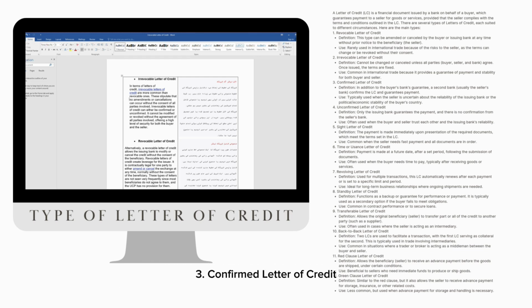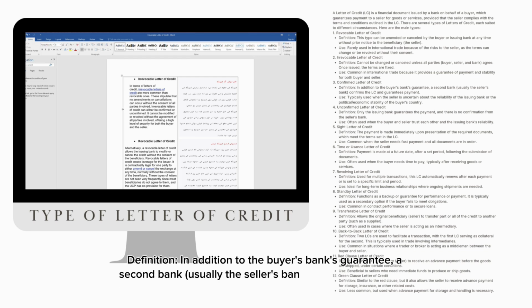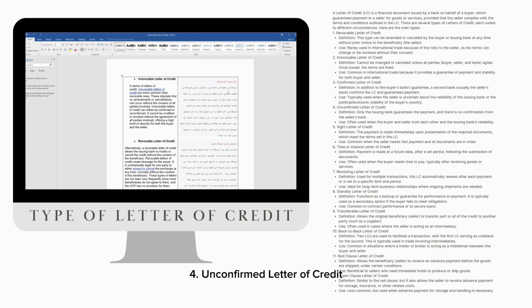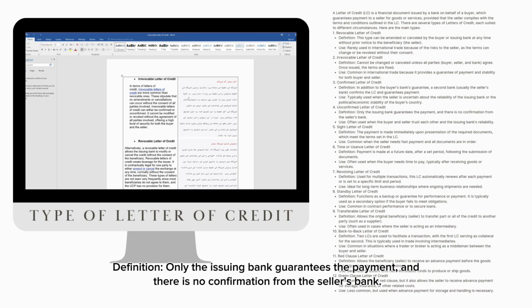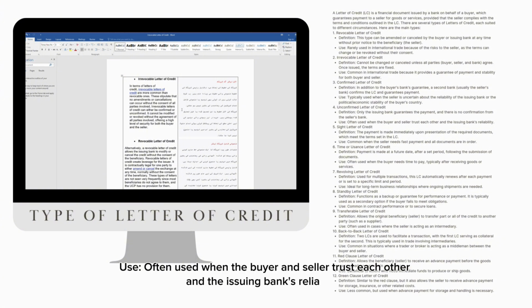3. Confirmed letter of credit. Definition: in addition to the buyer's bank's guarantee, a second bank, usually the seller's bank, confirms the LC and guarantees payment. 4. Unconfirmed letter of credit. Definition: only the issuing bank guarantees the payment and there is no confirmation from the seller's bank. Use: often used when the buyer and seller trust each other and the issuing bank's reliability.